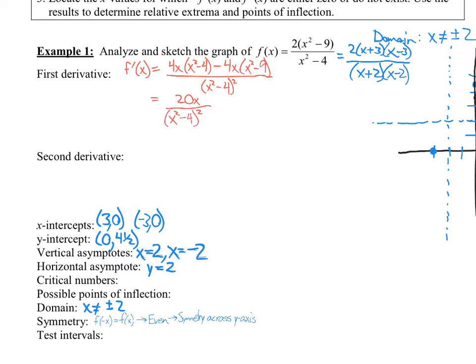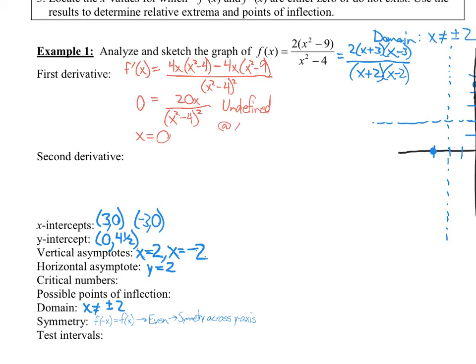Okay? So at this point, I can find critical numbers by setting this derivative equal to 0 or seeing where it's undefined. So where does this equal 0? Only 0. It equals 0 there, but also, what? Plus or minus 2.